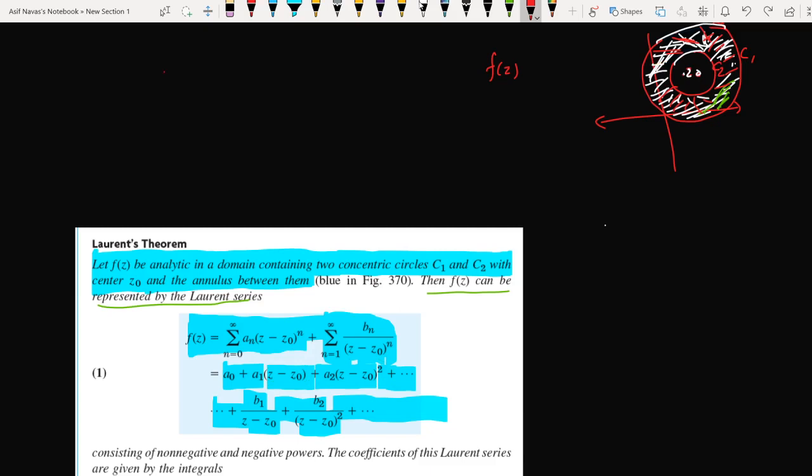For Taylor series we have sigma n equal to 0 to infinity a_n (z minus z naught) to the power n, and we know that a_n is the nth derivative of f at z naught divided by n factorial. So we precisely know the constants a_n, but here we have to find out the unknown a_n and b_n. If we know a_n and b_n, then we can find the series expansion.